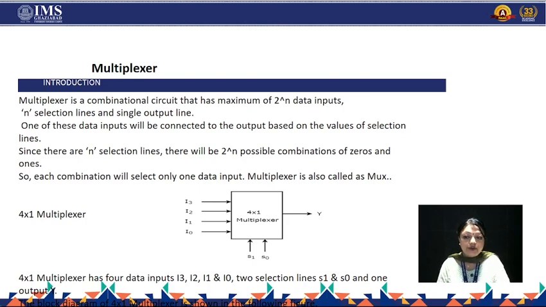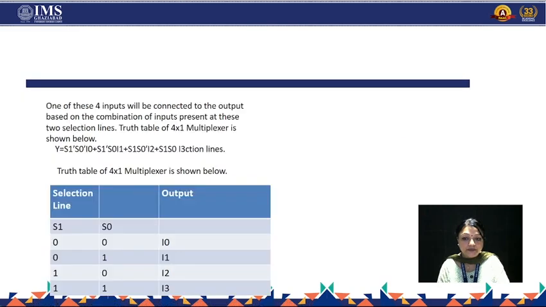If we are taking a 4 into 1 multiplexer, there are 4 inputs and 1 output. And there are 2 selection lines, S0 and S1. The combinations of S0 and S1 are 00, 01, 10 and 11. This is the truth table for the selection lines and output.